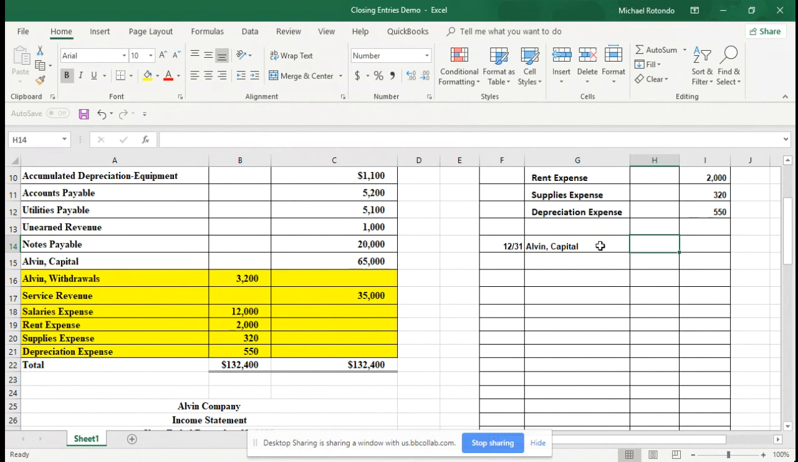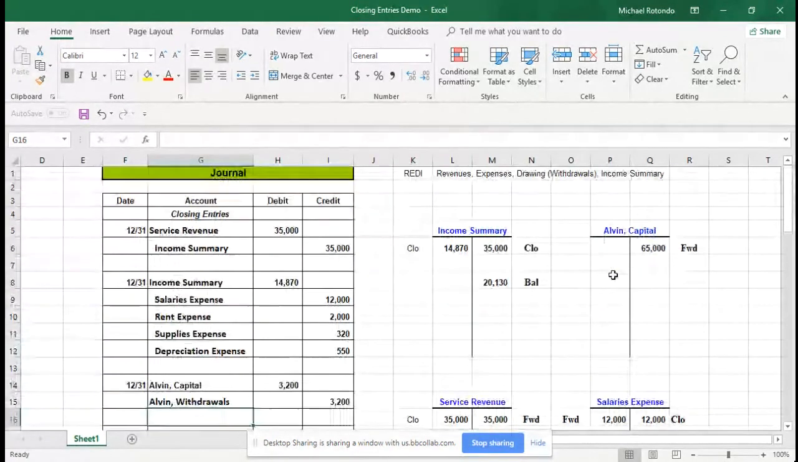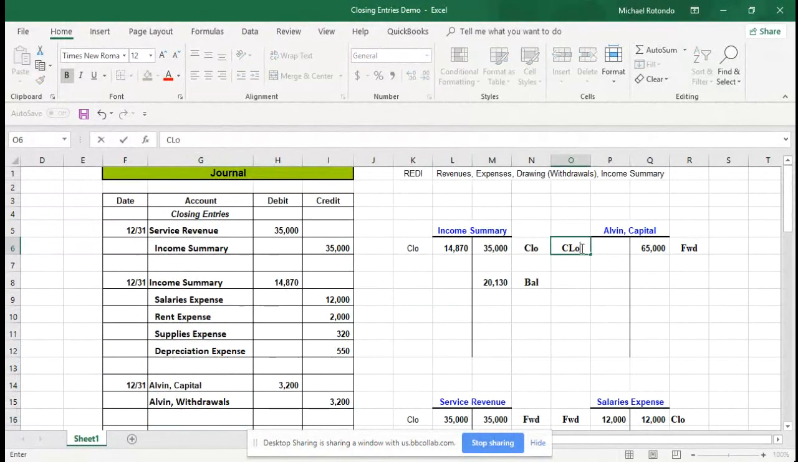So we're going to debit the capital for 3,200, and we're going to credit Alvin's withdrawal again for 3,200. Okay. And we will post it to the capital account. And if we had the withdrawal account here, of course, we would have to post it to that. Okay, and that is a closing entry.